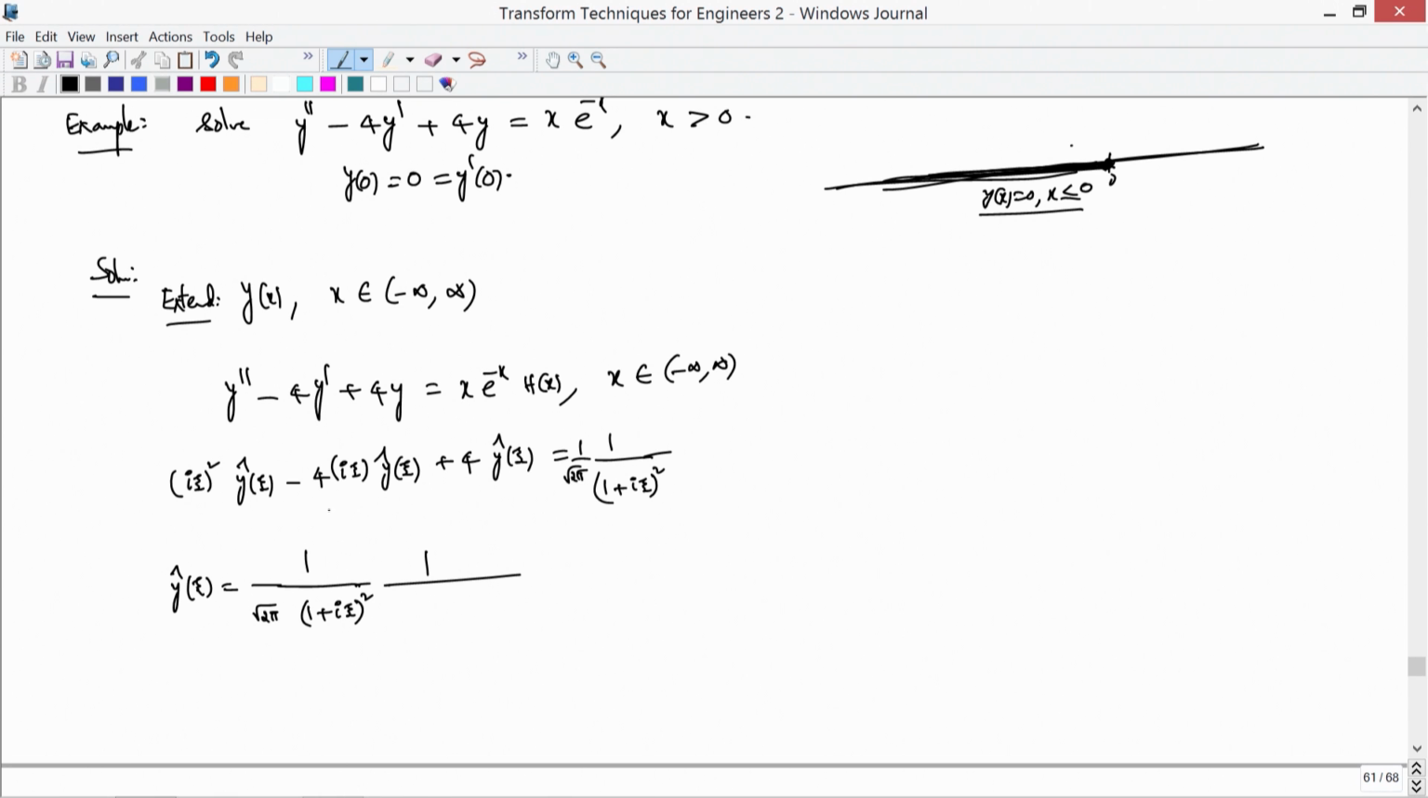So, (i xi) square minus 4 i xi plus 4, that is like x square minus 4x plus 4, is going to be (i xi minus 2) whole square, that is (i xi) square minus 4 i xi plus 4. So, that is the left hand side. This is what you have. Now, use partial fractions with the factor 1 by root 2 pi.